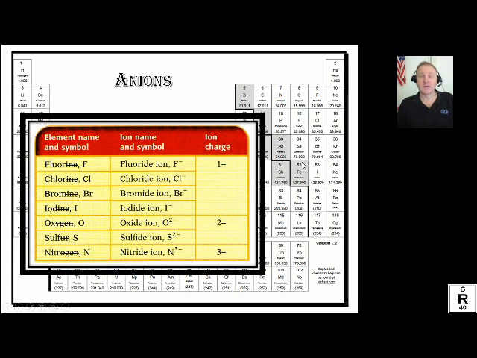This column here will be 2 negative. So that's oxygen, sulfur, selenium. These will gain 2 electrons to become stable. And finally, nitrogen and phosphorus would gain 3 electrons to become stable.